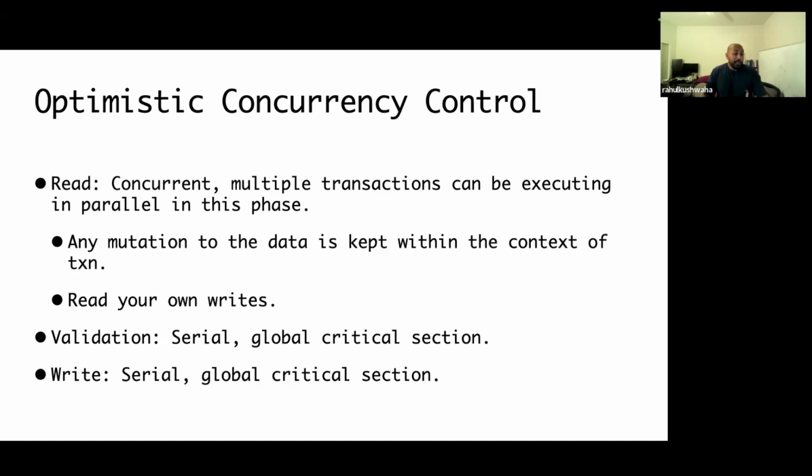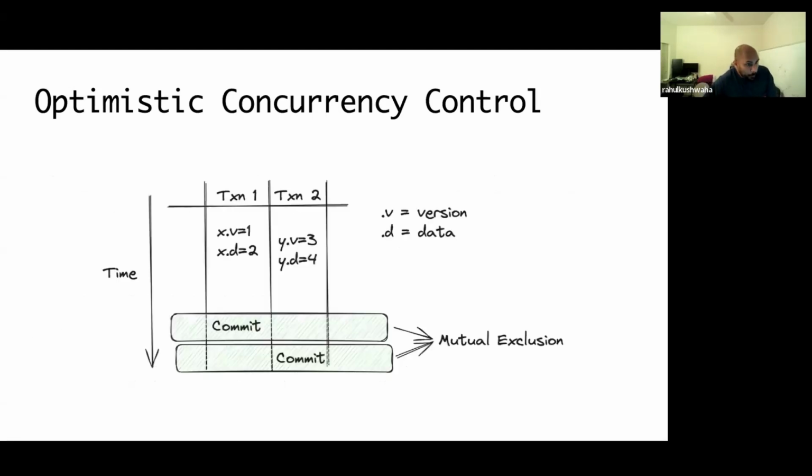And the last phase is the write phase, which is also serial. We take our write block, all the mutations that we have done, and we write it back to the underlying storage. One point to mention is that any mutation that we make during the transaction context is kept local within the transaction, because as we are making mutations and the transaction is not committed, no other transaction is allowed to see the data. So all these mutations remain local to the transaction, and that's how OCC is able to support read-your-own-writes as well.